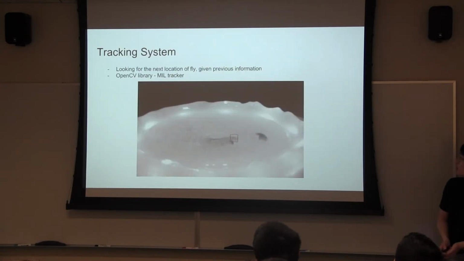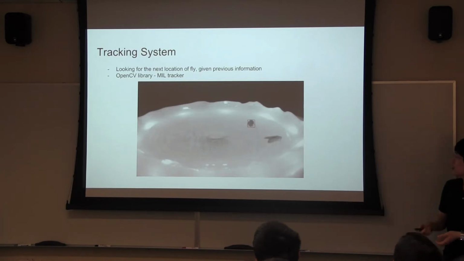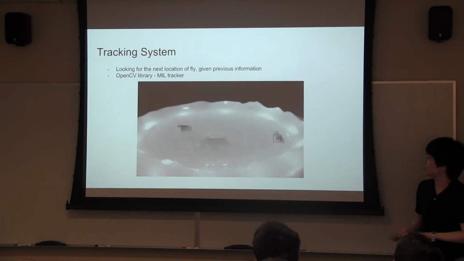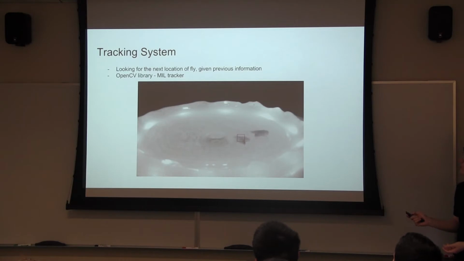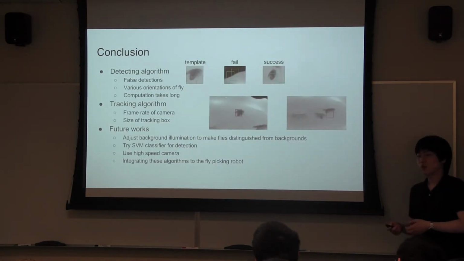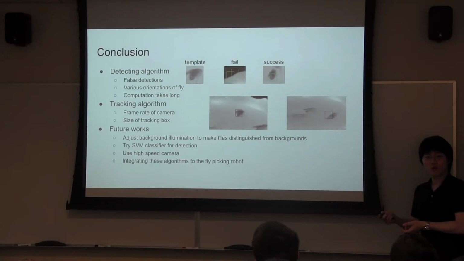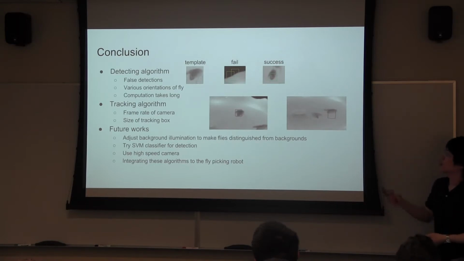And then for the tracking, I used the OpenCV library to implement it, and this is how it's working. So to conclude, the detection algorithm should probably be much better if I use the SVM classifier, or it would be better if we use a high resolution camera so that the template of the fly cannot just fail with the background shape.